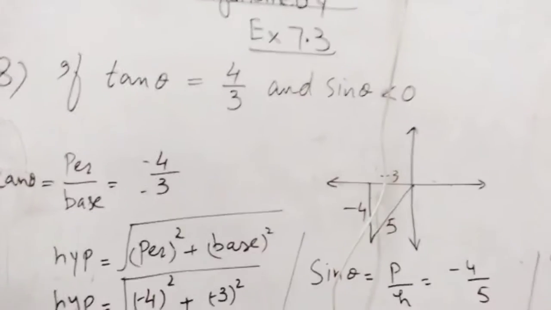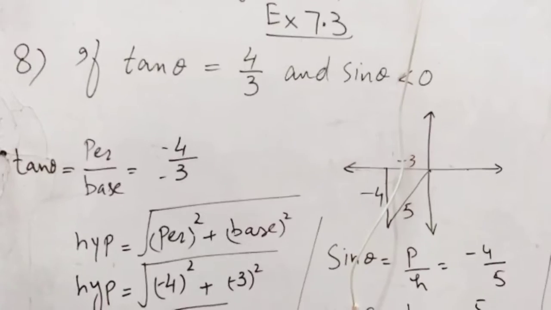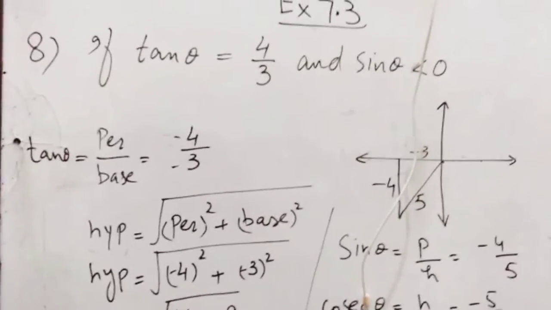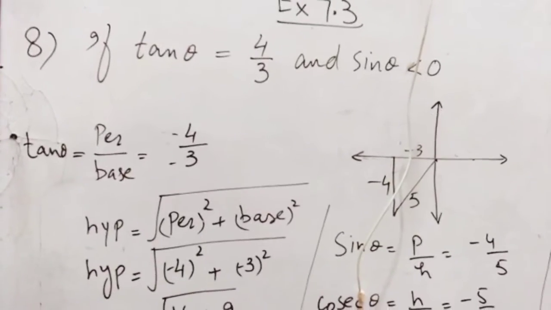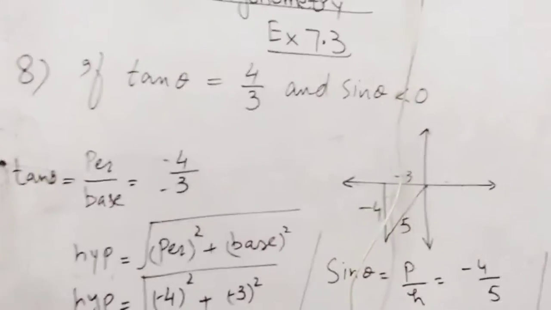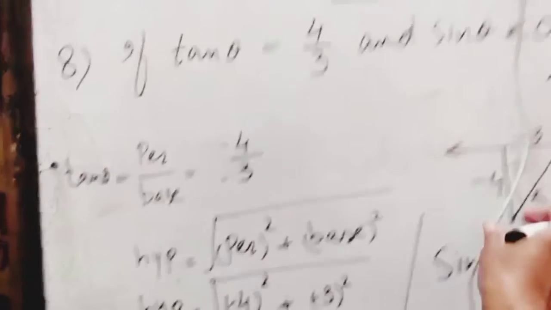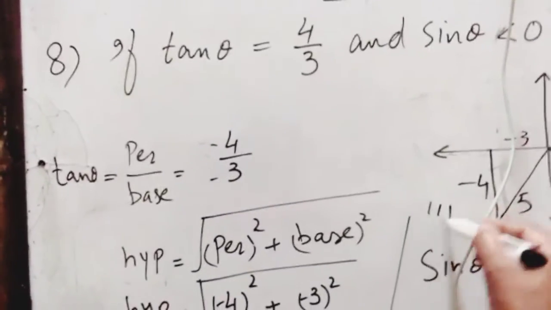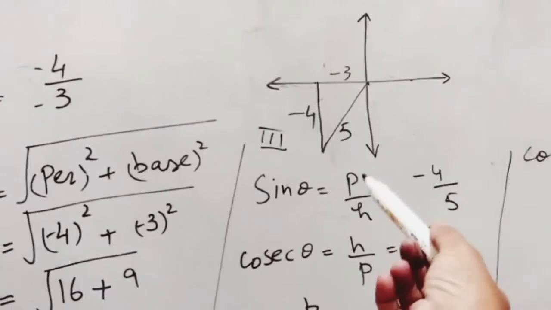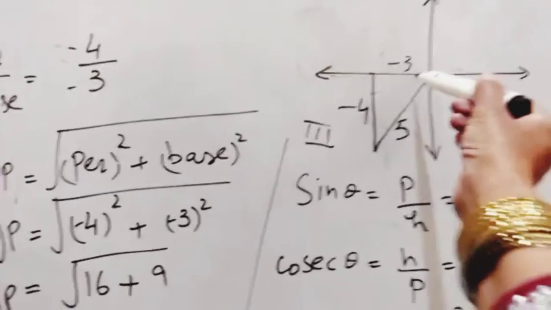If tangent theta is equal to 4 by 3 and sin theta is less than 0, it means tangent is positive and sin theta is negative. Tangent is positive in the third quadrant, so the triangle will be in the third quadrant. This will be the theta.